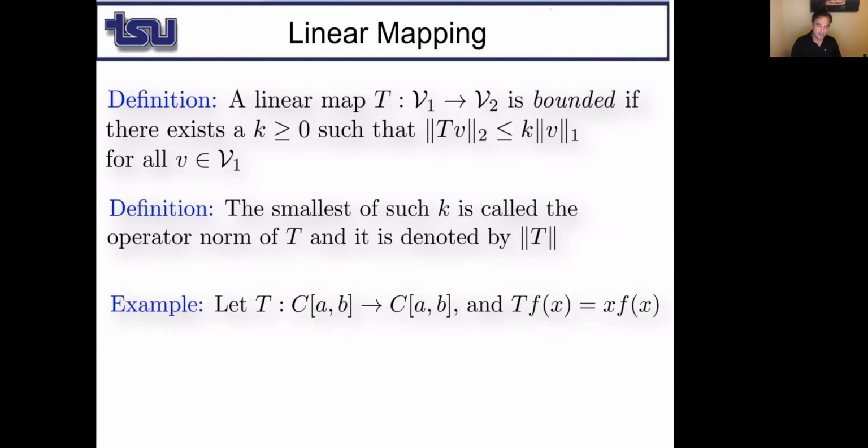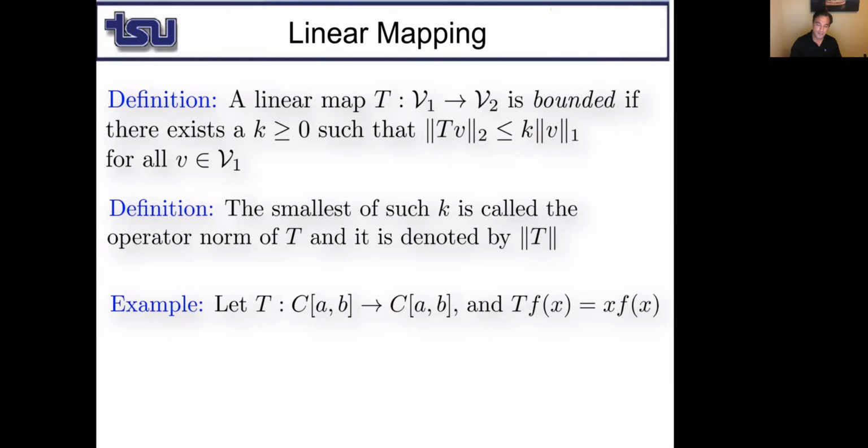Here's an example. Think about T from the continuous functions space to the continuous functions space. If you recall, C[a,b] is the set of all continuous functions, that is, f such that f is continuous on [a,b]. Assume this linear map takes a continuous function f and generates another continuous function, x f(x). That's why it is from continuous functions to continuous functions, okay?